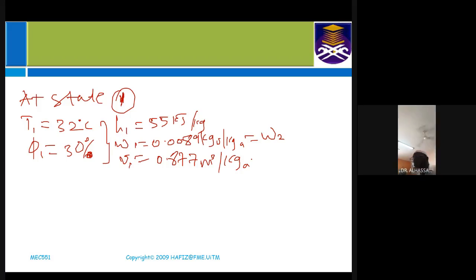Yes, so now we need to determine omega, we have already determined omega 2. Now, the next thing to find is H2. How do we determine H2? Now, we have to consider the energy balance.